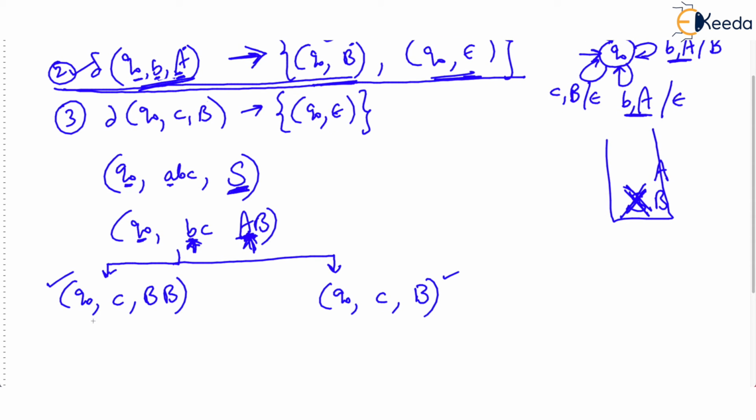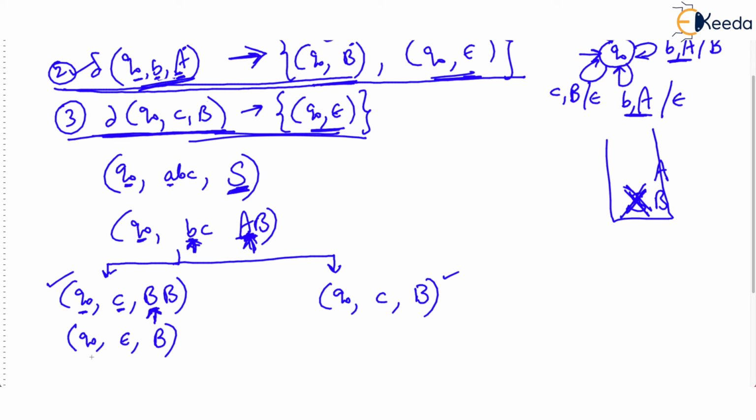So let's see this configuration. Q0 is reading C, top is B. Yes, Q0 is reading C, top is B. Check this third configuration. It has only one action, remove B. So what will happen? Now we will not show a branch over here because it results in only one action. Q0, epsilon remaining, C is consumed, and the top B is popped. So only one B remains.